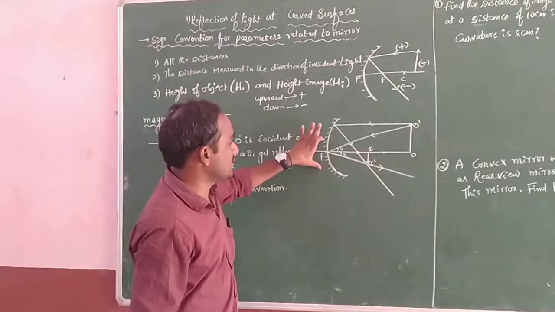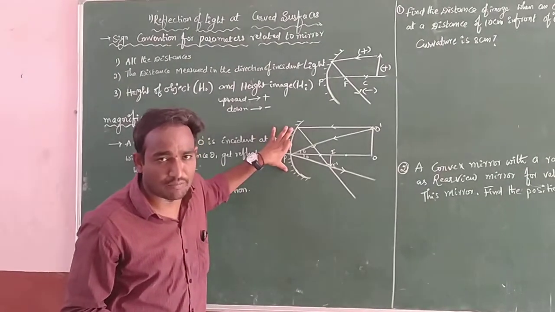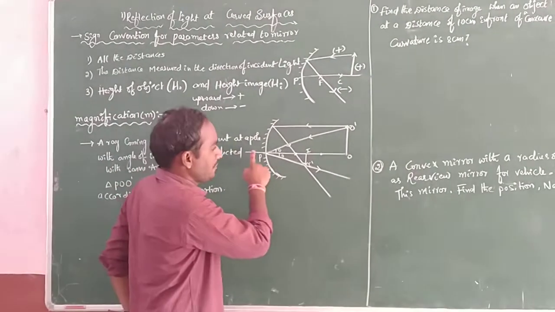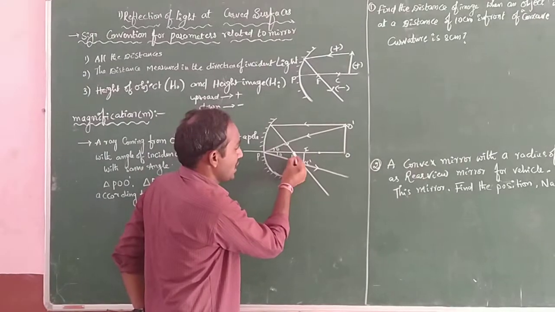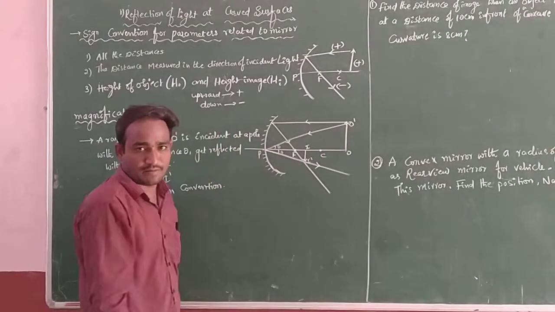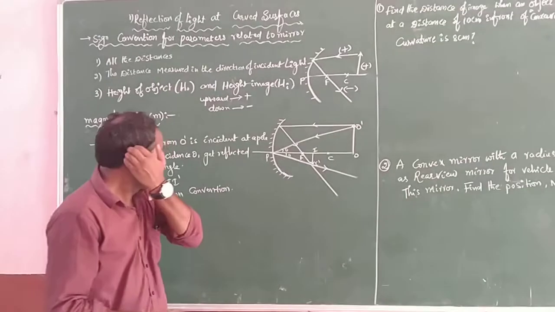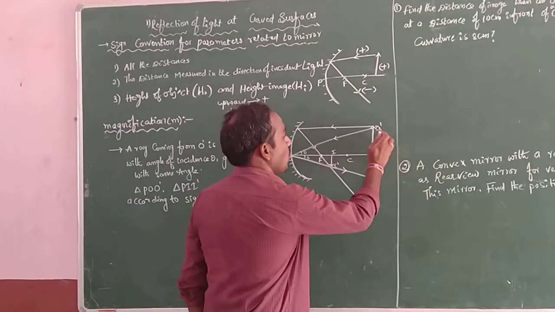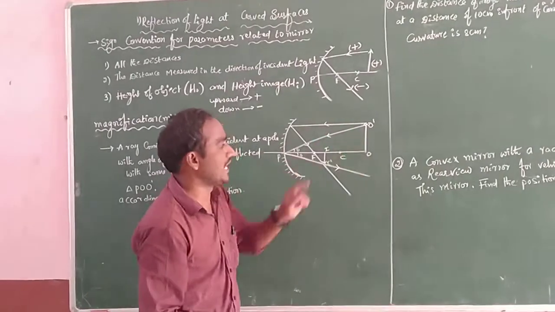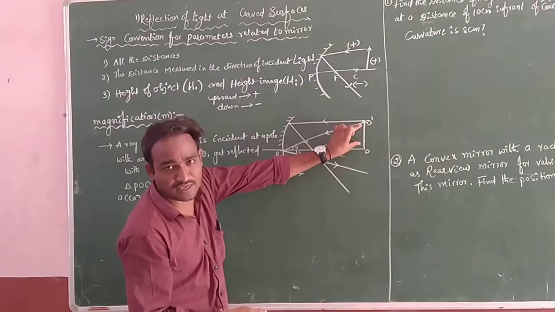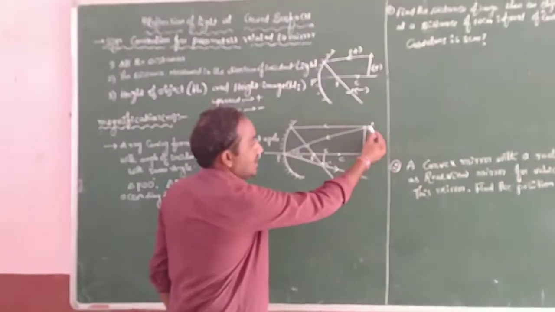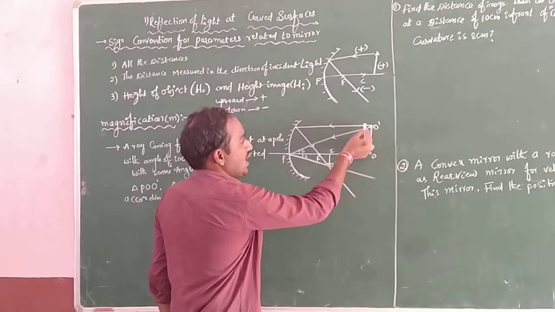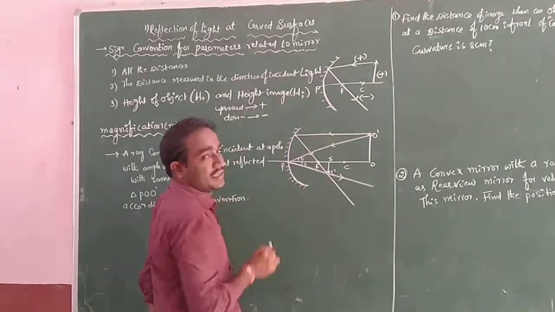So here, what is that? It is a concave mirror. On a concave mirror there is the pole, the principal axis, the focal length and the center of curvature. See here, on the principal axis we take one object. That object is O dash, and the ray coming from O dash is an incident ray.